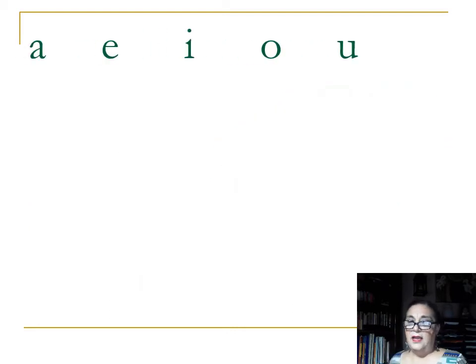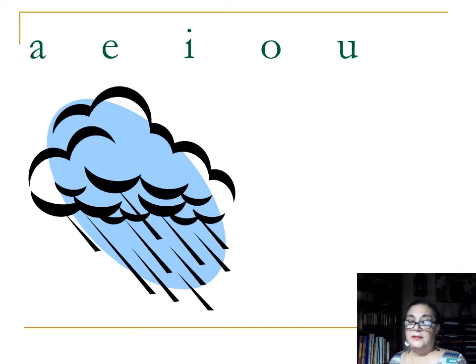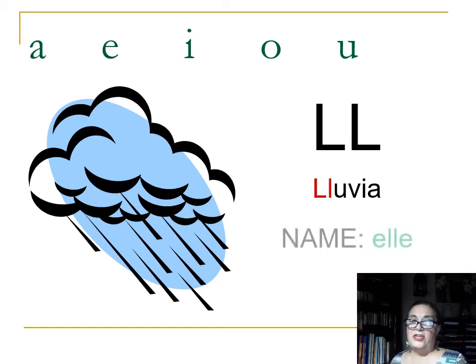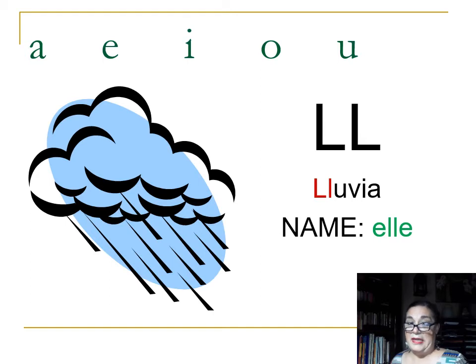Double L is not a foreign consonant. Let's continue with the rest of the alphabet. So double L, and basically, we do not pronounce it as English. Basically, we pronounce it like the one that we have at the end of the alphabet, like Jojo, no? So we say, here we have the visual lluvia, rain, lluvia. And we pronounce it ja, je, ji, jo, ju. Okay, lluvia.